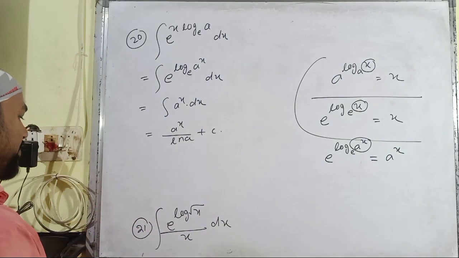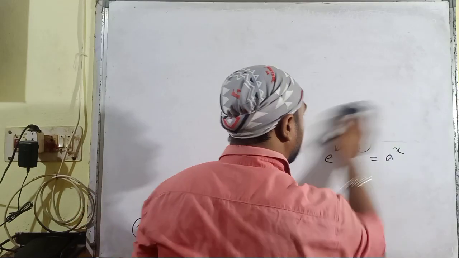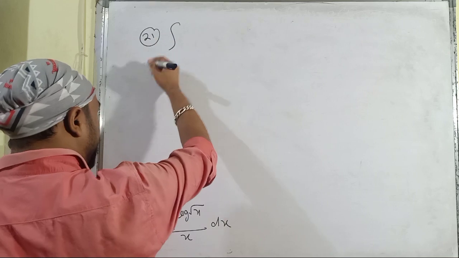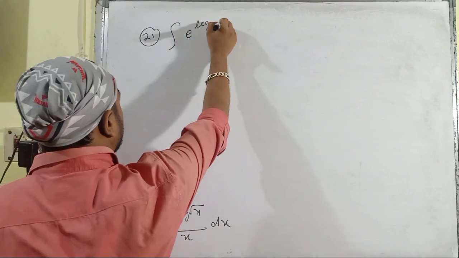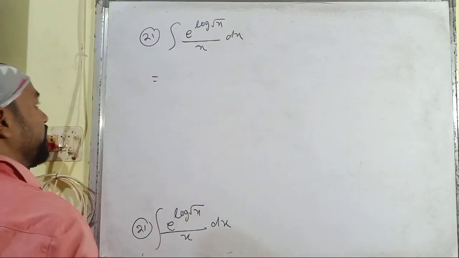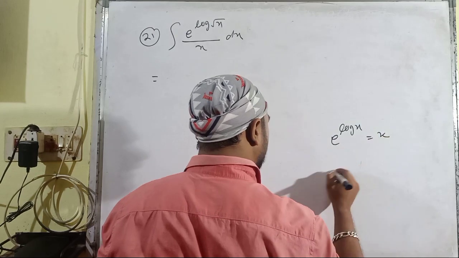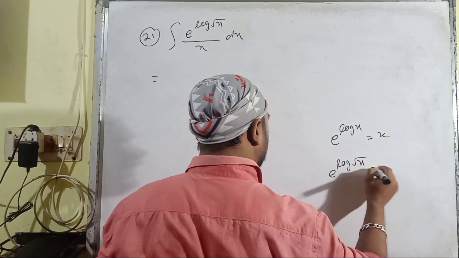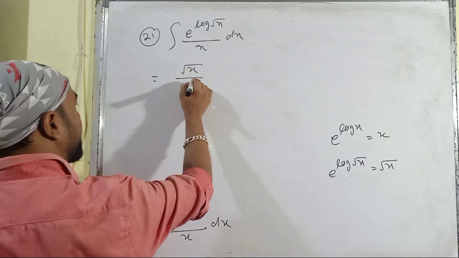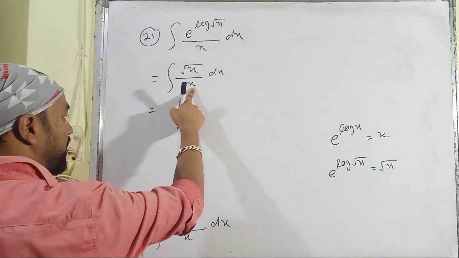Then coming to problem number 21. We have to integrate e to the power log root x divided by x with respect to x. Again the same formula appears here. E to the power log x is equal to x. E to the power log root x will be equal to root x. So it will be the integral of root x divided by x.